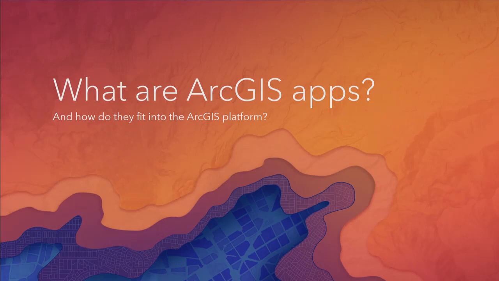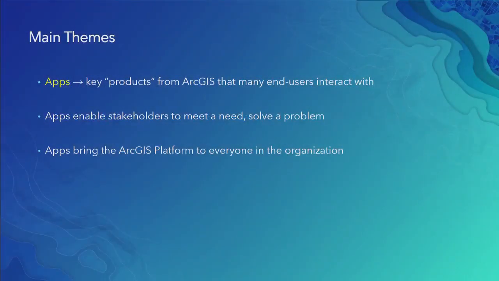One of the things that you can use with this web GIS platform are apps. And so I want to talk a little bit about how we think about apps and how they fit into the ArcGIS platform. The main things to think about are that apps are key products from ArcGIS. These tend to be very focused on a specific workflow or a specific way of interacting with ArcGIS. In the case of Maps for Office, we try to make it very easy so that you don't have to be a GIS expert to be able to make maps, publish maps, and share them with people in your organization. They help people solve problems.